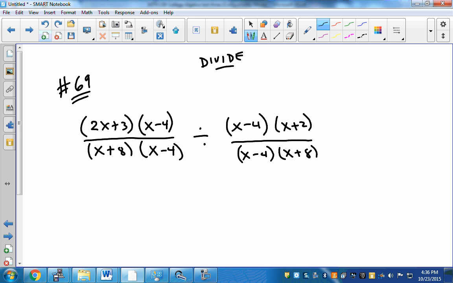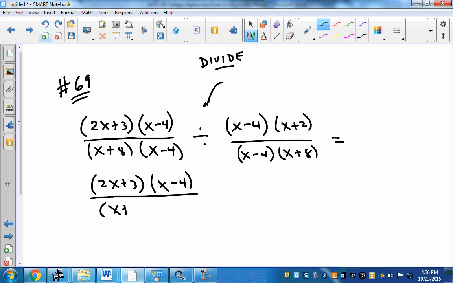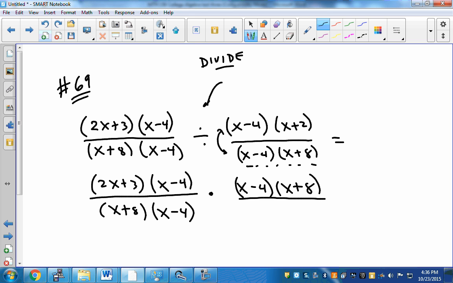Okay, well, this division sign says we know how to do that. We simply leave the first fraction alone, 2x plus 3 over x minus 4, divided by x plus 8 over x minus 4, and then we're going to turn this into a multiplication problem, and remember, flip these upside down. So the bottom part will go on top, x minus 4 times x plus 8, and the top part will go on the bottom, which is x minus 4 times x plus 2.